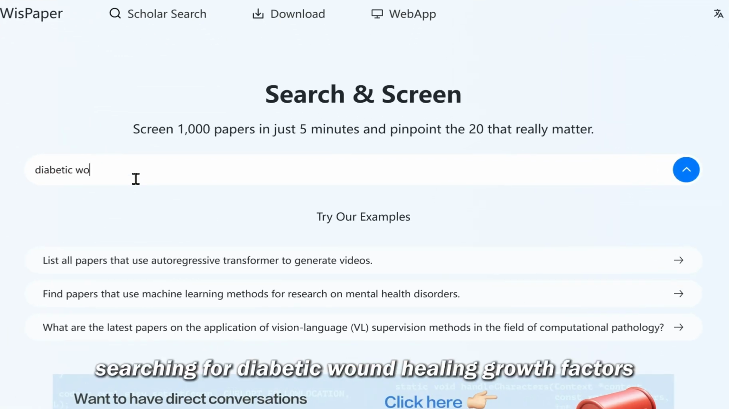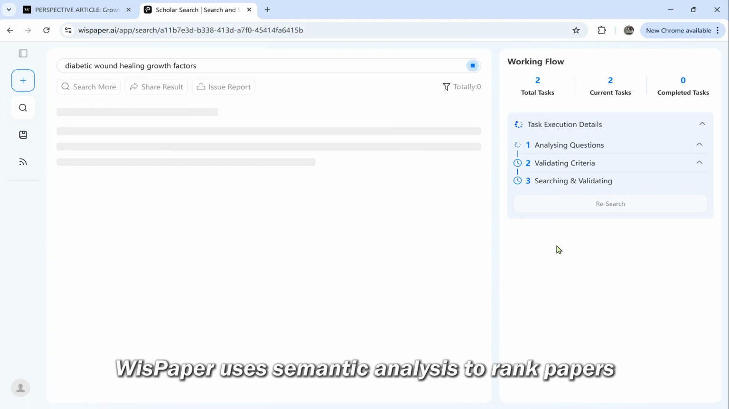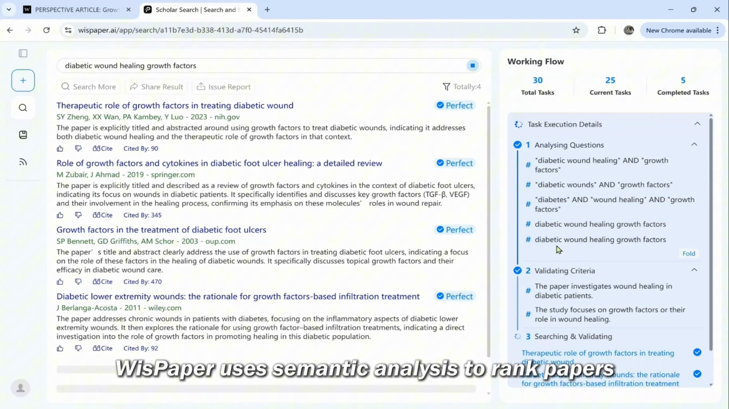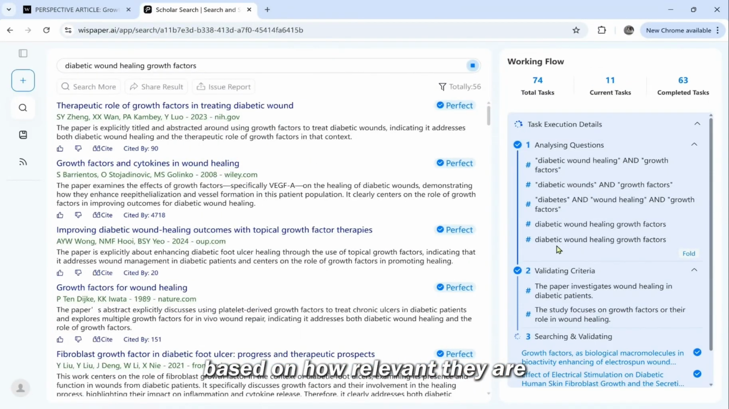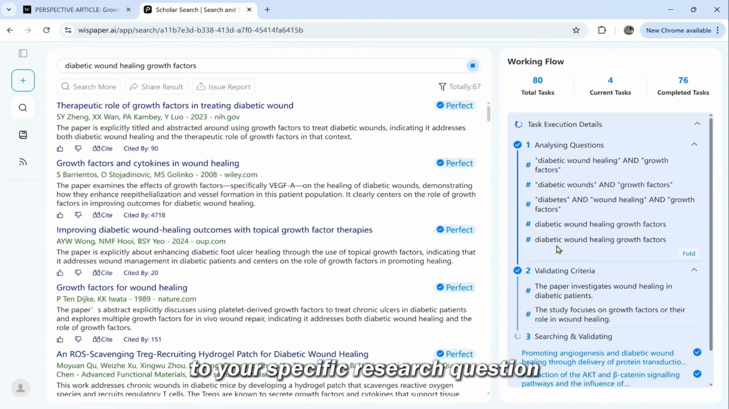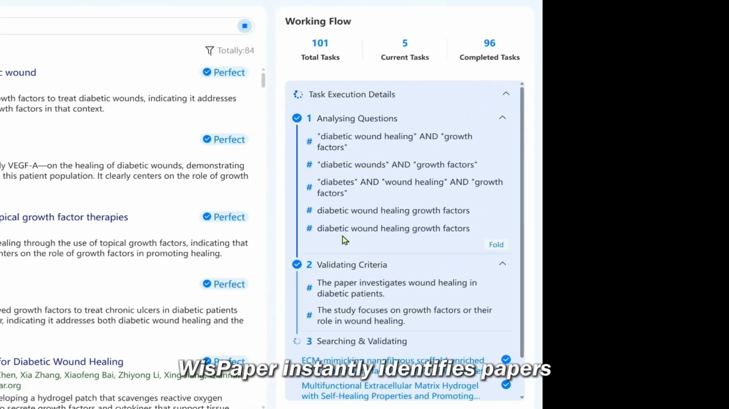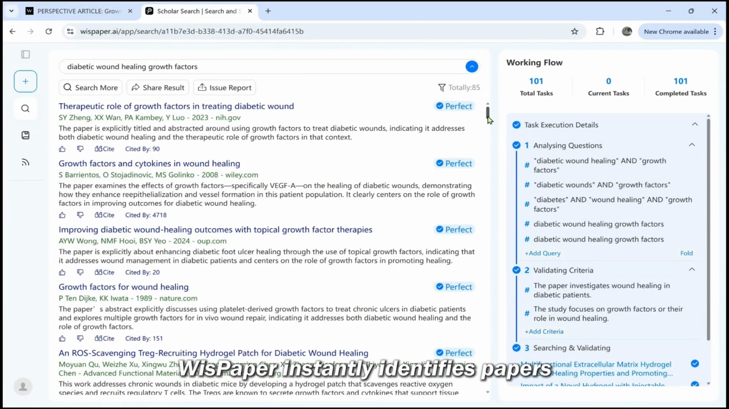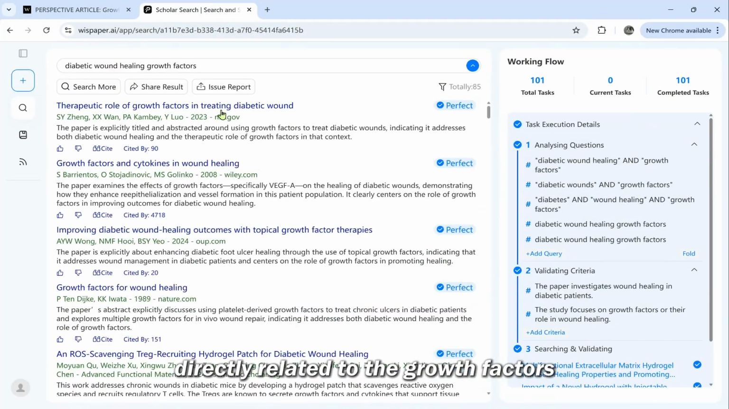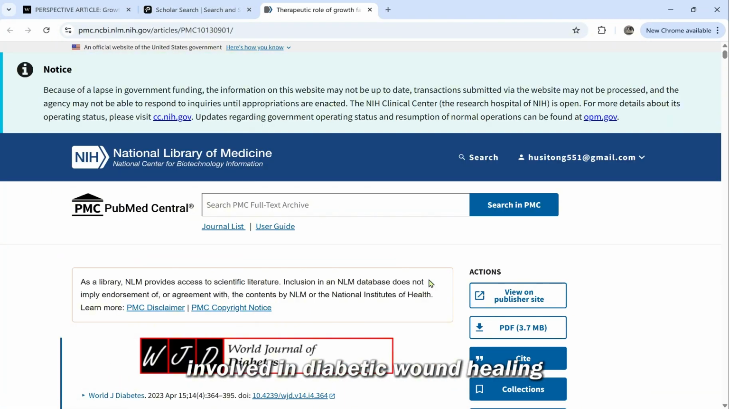Let's try searching for diabetic wound healing growth factors. WisPaper uses semantic analysis to rank papers based on how relevant they are to your specific research question. As you can see, WisPaper instantly identifies papers directly related to the growth factors involved in diabetic wound healing.